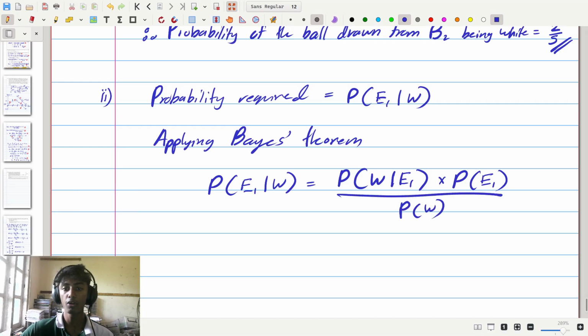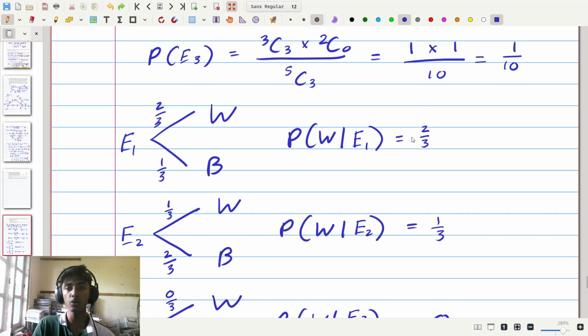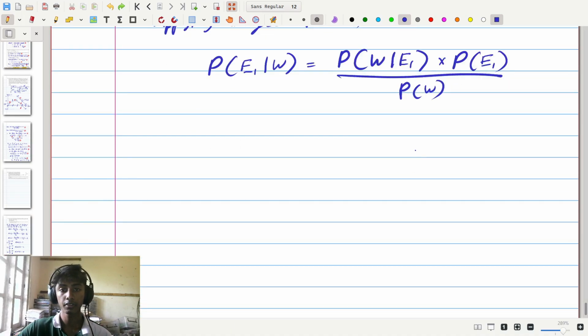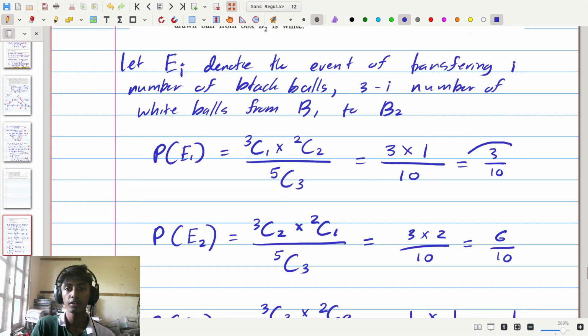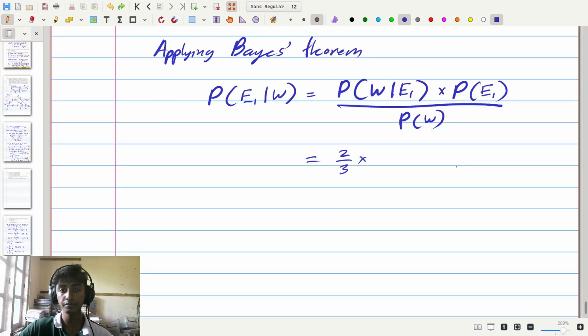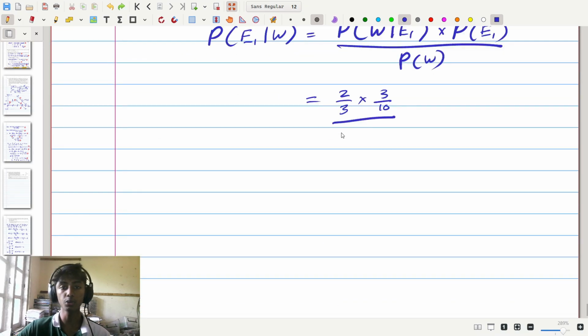And right now, we know all of these values. So going up, the first probability, which is the probability of W given E1, was equal to 2 over 3. So substituting that in, we have 2 over 3 times the probability of E1, which was equal to 3 over 10. So times 3 over 10. And then divide by the probability of W, which was finally equal to 2 over 5. So divide by 2 over 5.